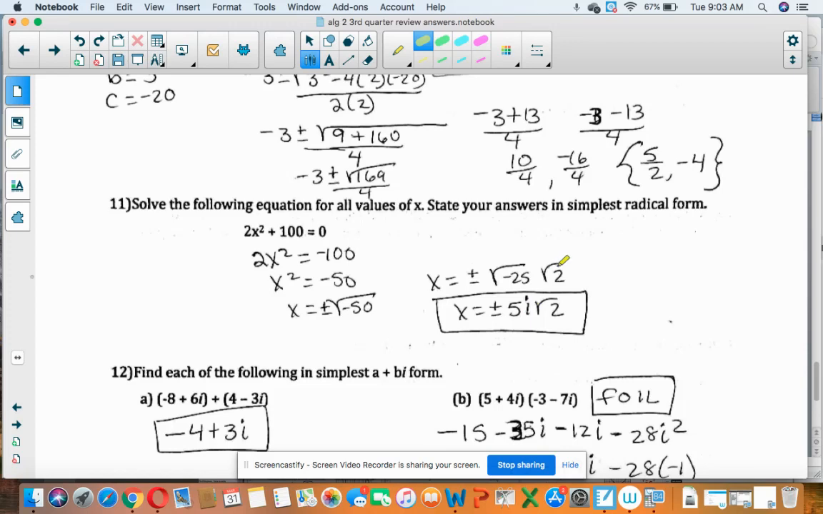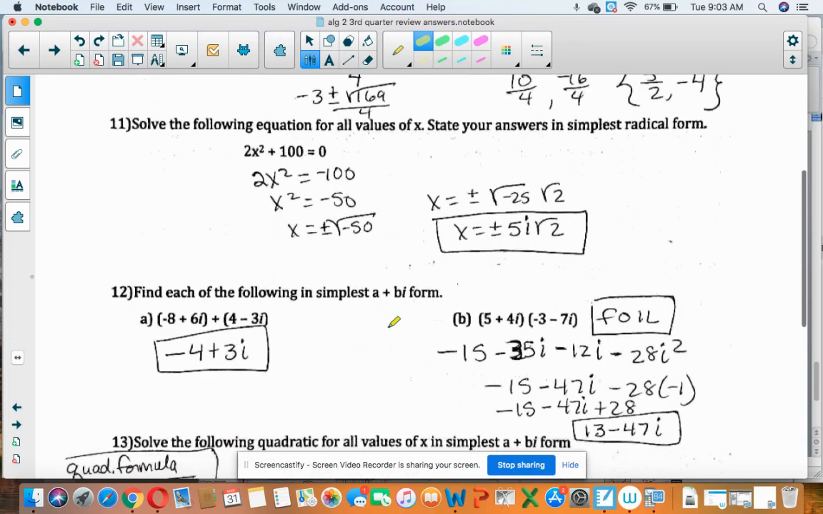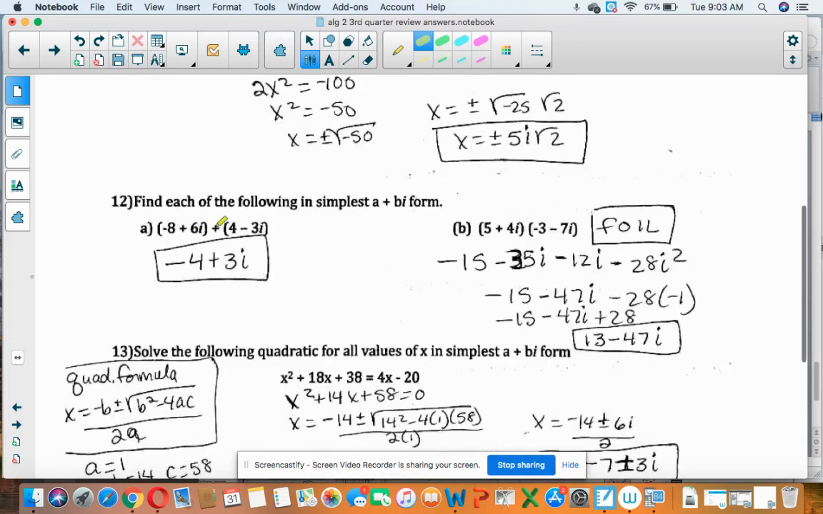I can simplify that. And the radical 2 stays radical 2. So that's my answer. We're going to work with some more with i's in 12. So 12a, I'm just adding these. I add the numbers, negative 8 plus 4 is negative 4, and I add the i's. 6i plus negative 3i is 3i.